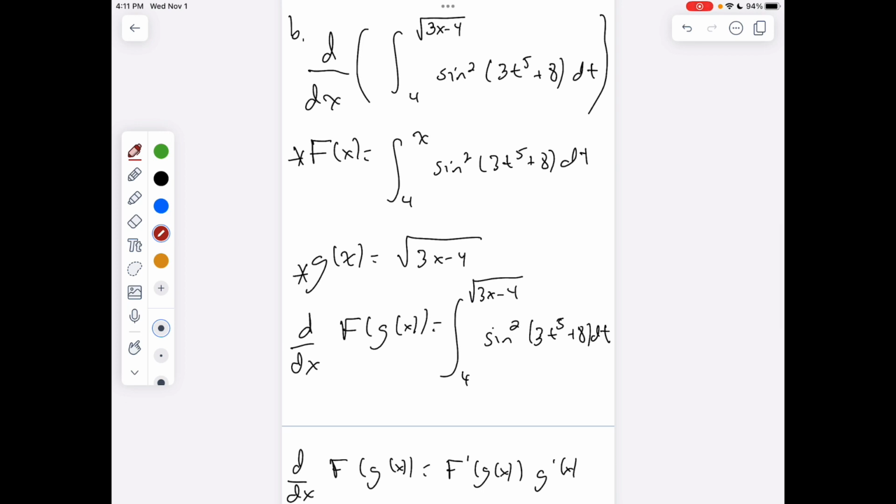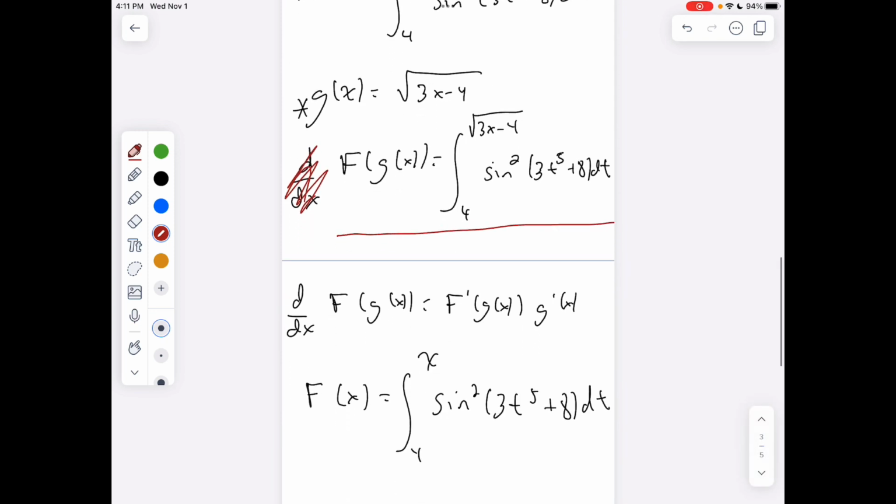Just to verify that, if you looked at the composition F of g of x, this would equal what you see here. Okay. If I were to take the derivative of that composition, I'd have to use the chain rule, and that's what I'm doing right here. I'm just setting the chain rule up. So the derivative of the composition would be F prime of g of x times g prime of x. That's what the chain rule tells us.